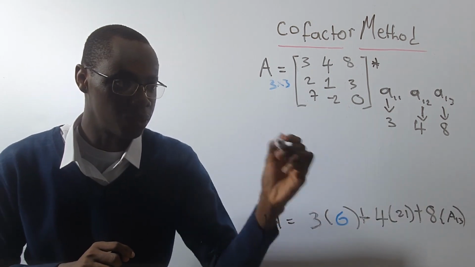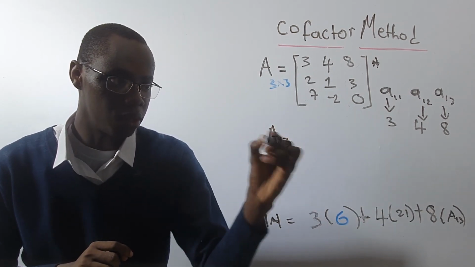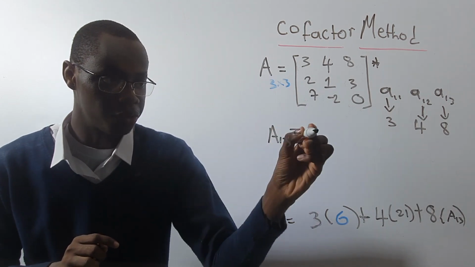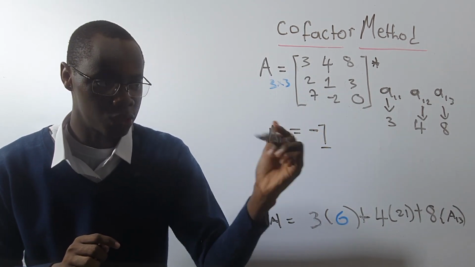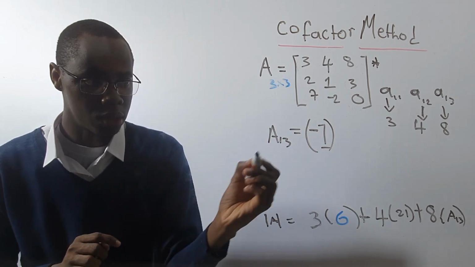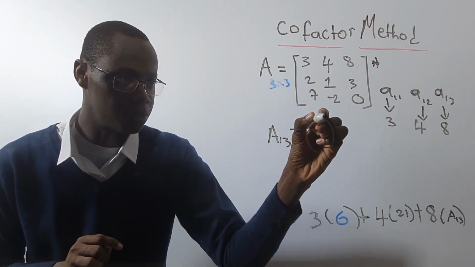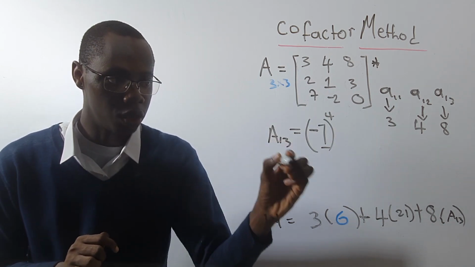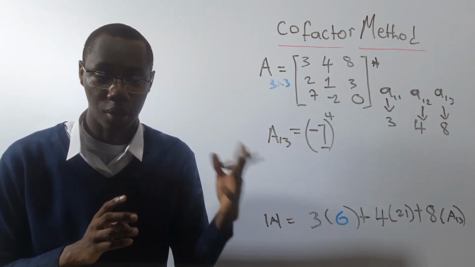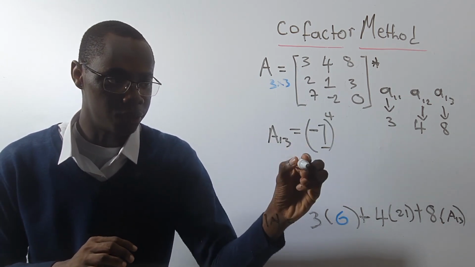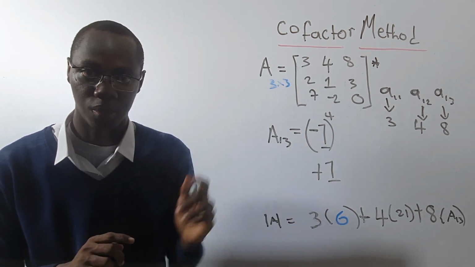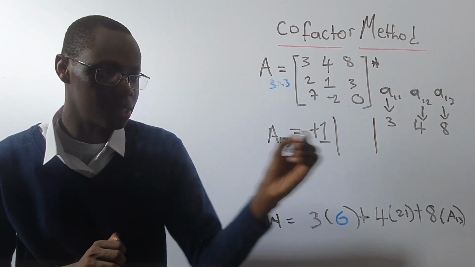Now the last one, A13, just like the ones we have been doing before. All we need to do is to find the sign. So put down minus 1 first, raised to power what? 1 plus 3, which is 4. Now what is minus 1 raised to power 4? That will be minus 1 times minus 1 times minus 1 up to 4, and that will give us plus 1. So now we know the sign is plus 1, but what is the minor?